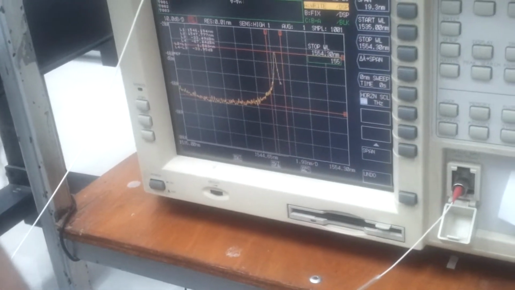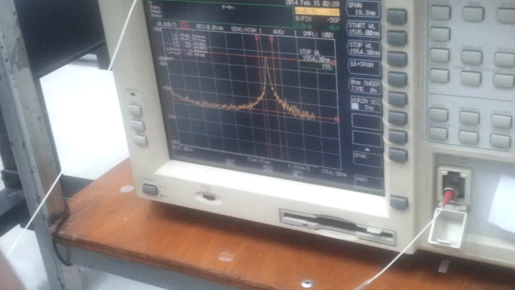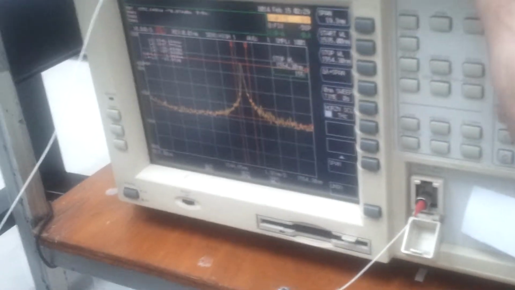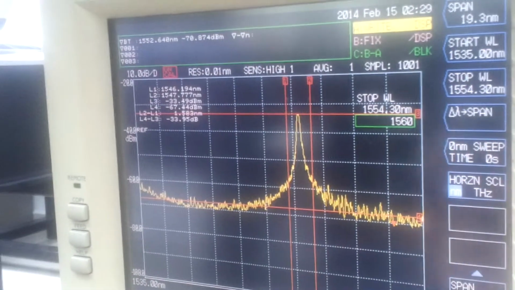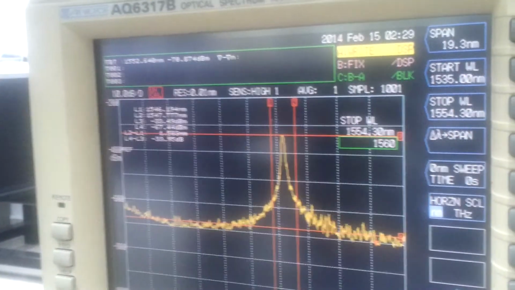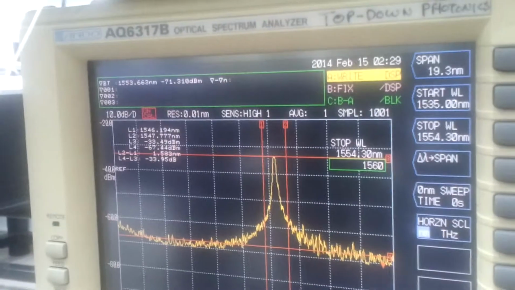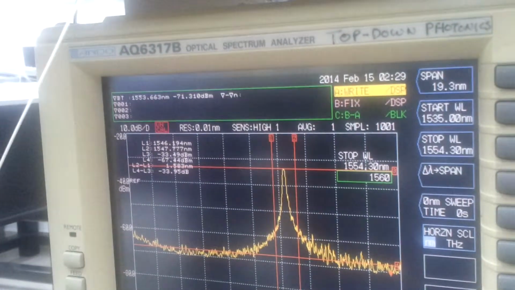from the value of 1560, I think so. What does stop wavelength mean? That's actually the bandwidth that I am showing on the OSA. So the extreme value, I mean the maximum wavelength that can be shown on the OSA, that is actually okay. It needs to be set to 1560 nanometer.